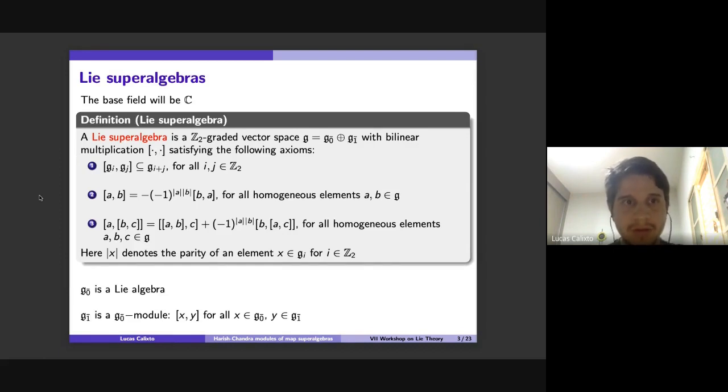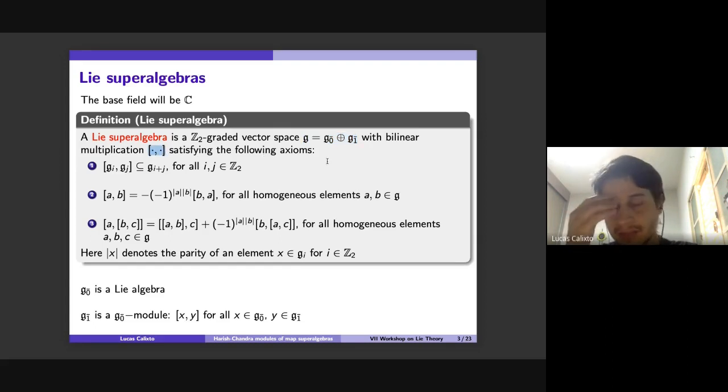Throughout the talk, the base field will be the complex numbers, so every algebra and every vector space will be over C. Okay, so what is a Lie superalgebra? A Lie superalgebra is a Z2-graded vector space. People also call this a super vector space, which is just a Z2-graded vector space, nothing else. And it has a bilinear multiplication, which is denoted by these brackets.